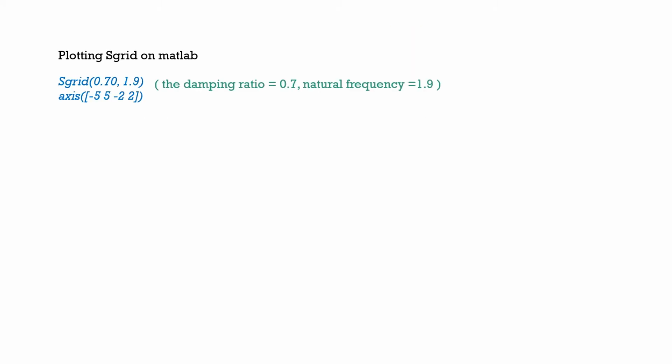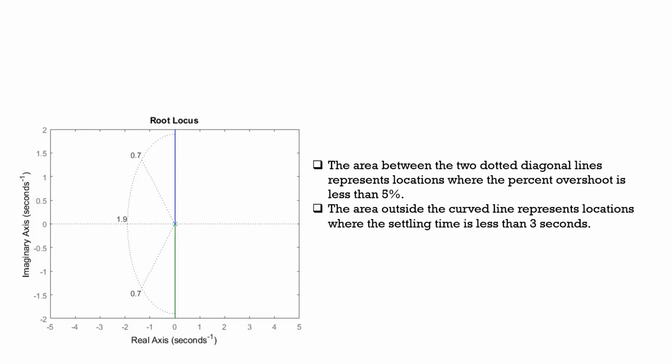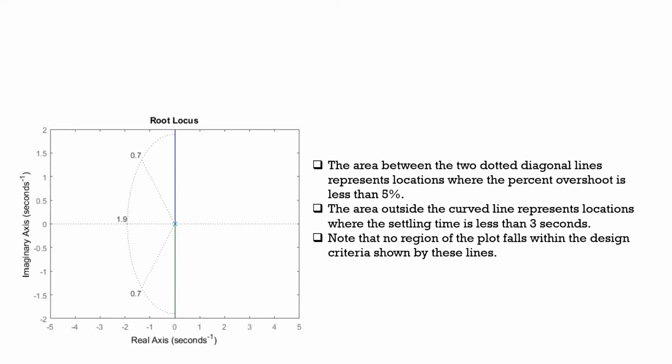Then add the following code to your MATLAB and run it. You get the output like this. The area between the two dotted diagonal lines represents locations where the percent overshoot is less than 5%, and the area outside the curved line represents locations where the settling time is less than 3 seconds. Note that no region of the plot falls within the design criteria shown by this line.